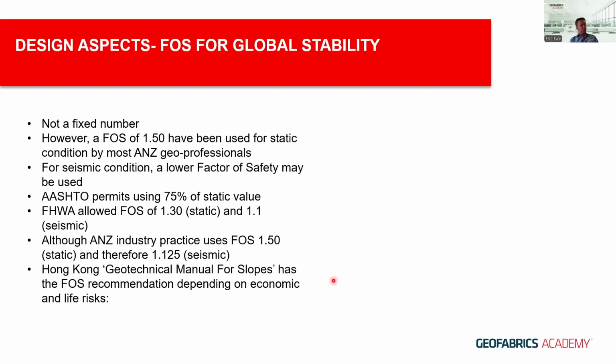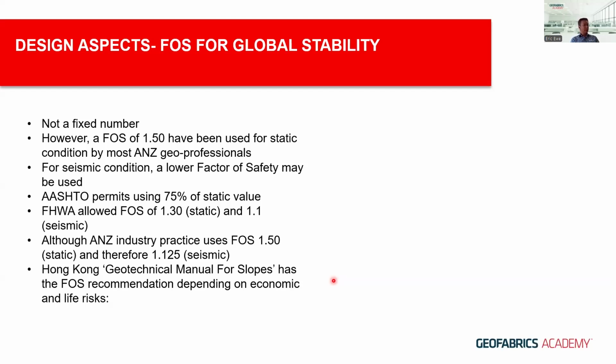Now it comes down to, as I mentioned earlier, the very important factor of safety for global stability, most of the time governing whether additional measures like foundation improvement or soil nails behind the reinforced soil structures are required. They are not a fixed number. However, most Australian and New Zealand geoprofessionals use a 1.5 factor of safety for the static load case.